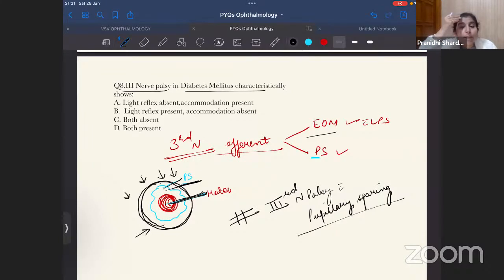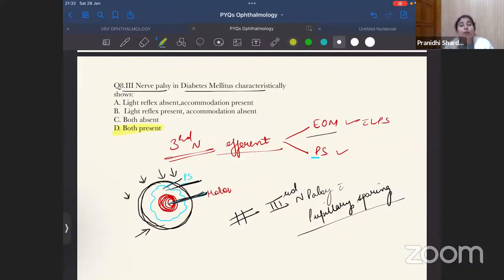These are the efferent supply of the third nerve. There is no pupillary defect seen. The answer will be both present, because it is pupillary sparing. There will be only ptosis. The eye will be down and out. There will be loss of movement of the medial rectus, inferior oblique, and superior rectus, but the pupil will be normal. So both light reflex and accommodation will be present. Okay, just mark this question.